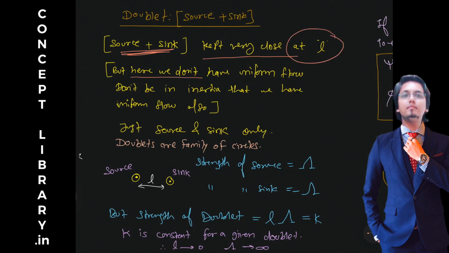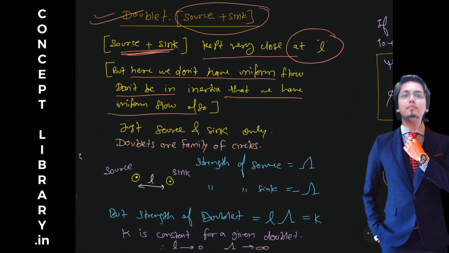But here we don't have uniform flow. Don't be misled into thinking that we have uniform flow also, because we are not discussing flow over a cylinder, lifting cylinder, those things. Right now we are discussing only doublet. Doublet is just the combination of source and sink. So don't think that uniform flow will come here. Just source and sink only.